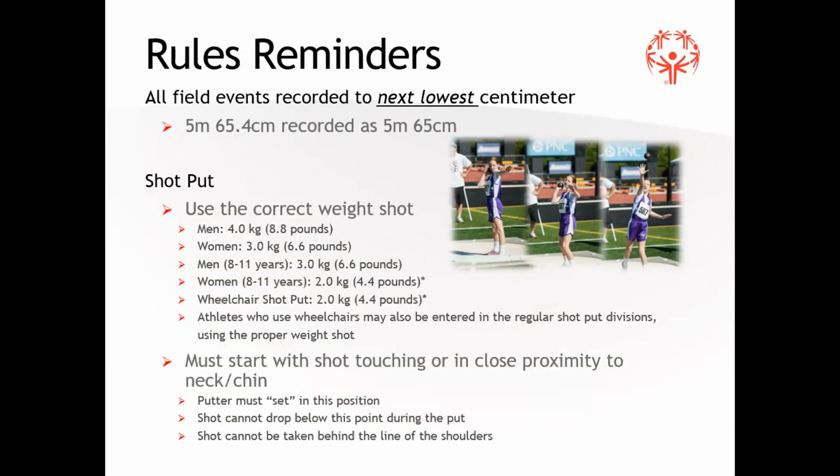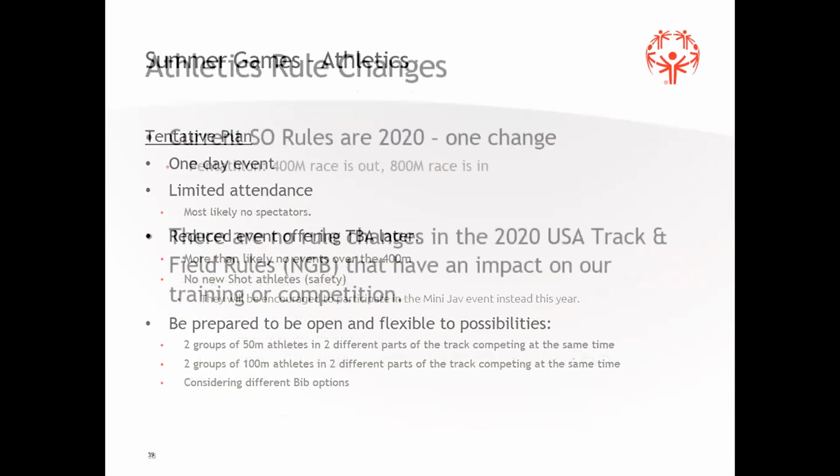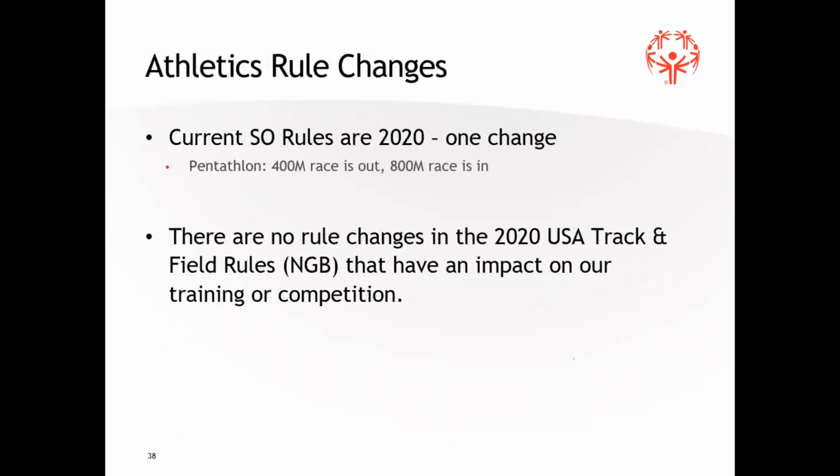Brian, I'm sorry, before you go there, two slides ago, you had a comment about the pentathlon. Yep. It says 400 is out, 800 is in. That's the rule. The pentathlon, the five events for the pentathlon for Special Olympics. So effectively, there's no pentathlon this year. The pentathlon is now the 100, the 800, shot, long jump, and high jump.